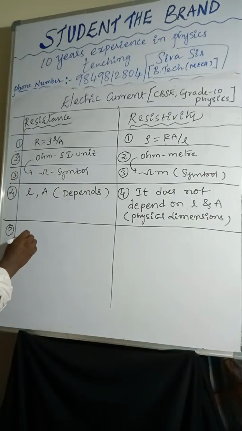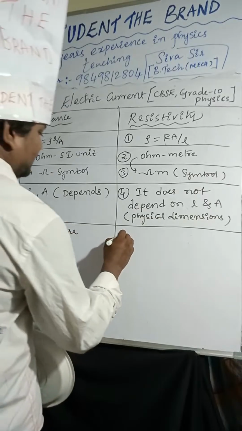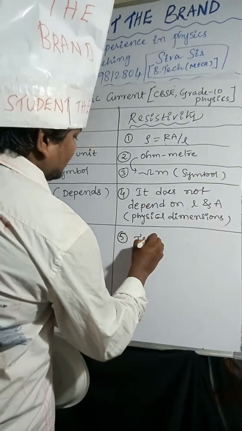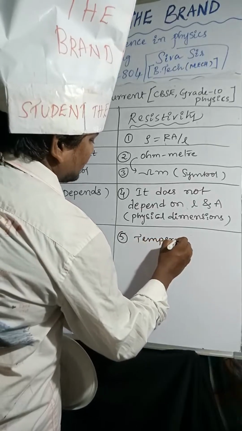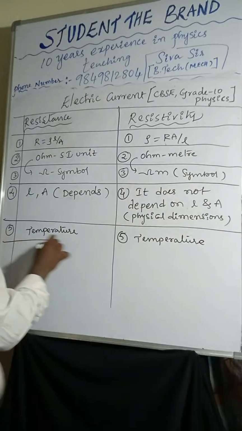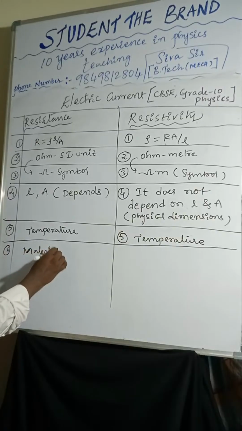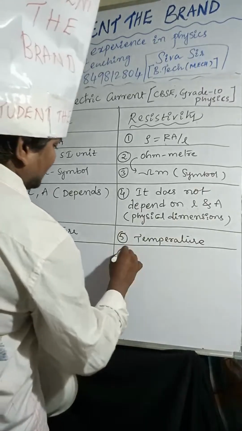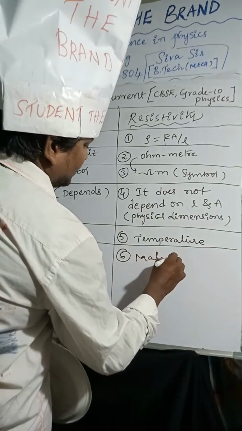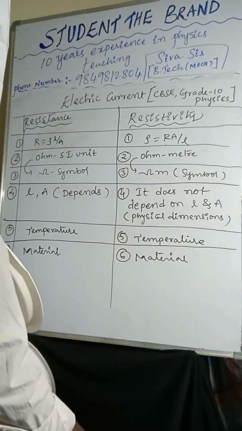It also depends on temperature. Here also it depends on temperature. And it depends on the metal of the conductor, the sixth one. Metal of the conductor: whichever metal we are using, based on this it depends. So these are the depending factors.